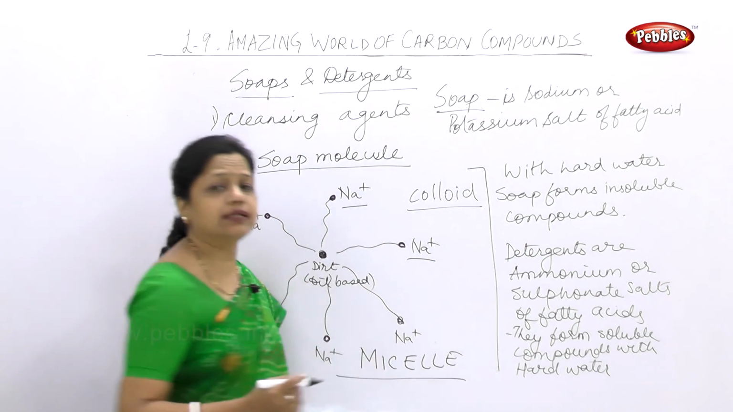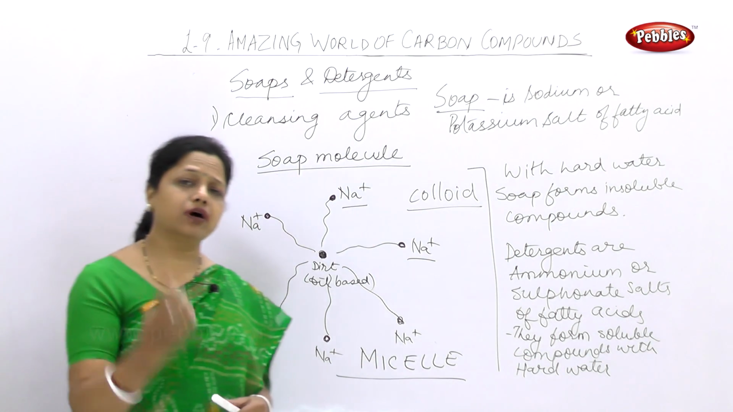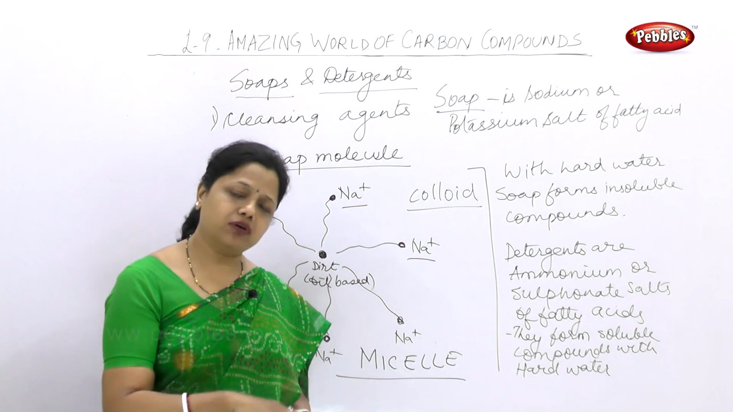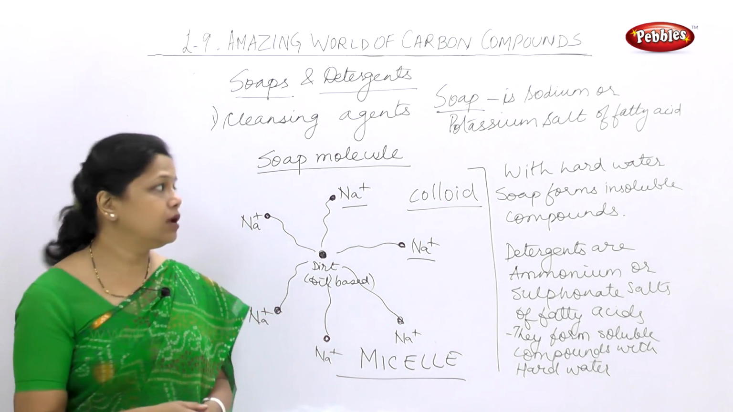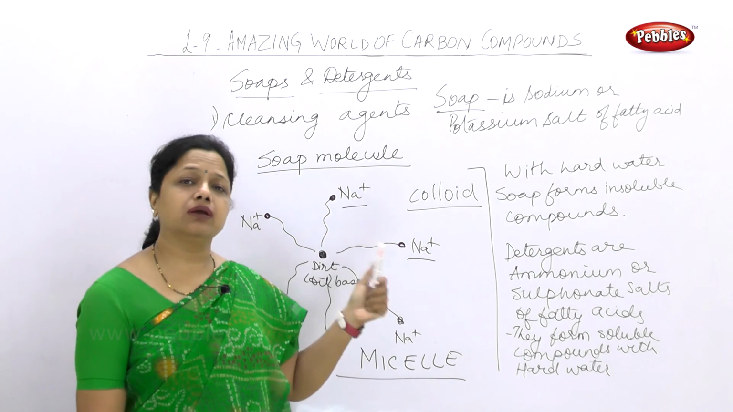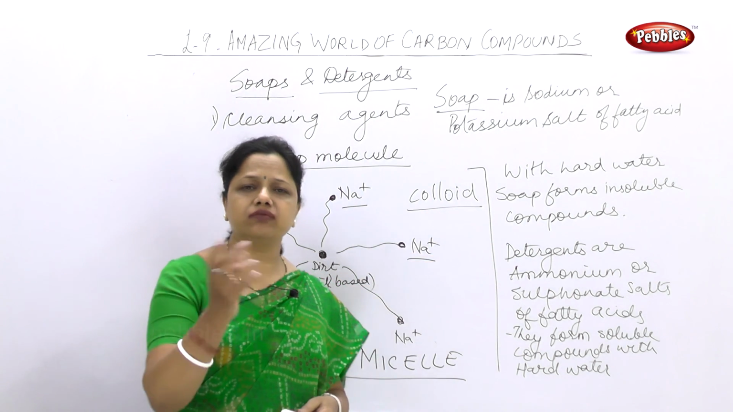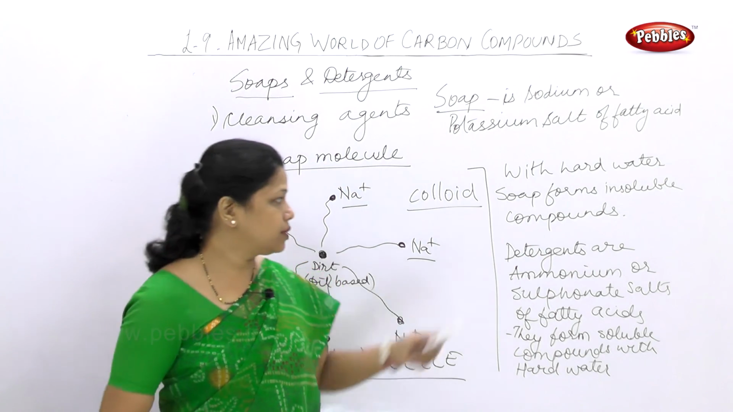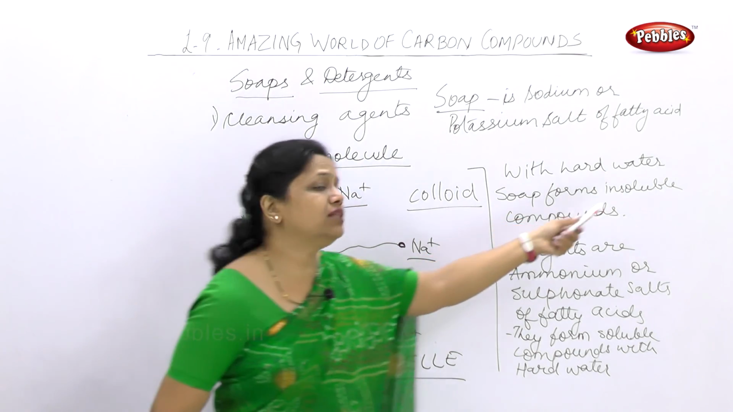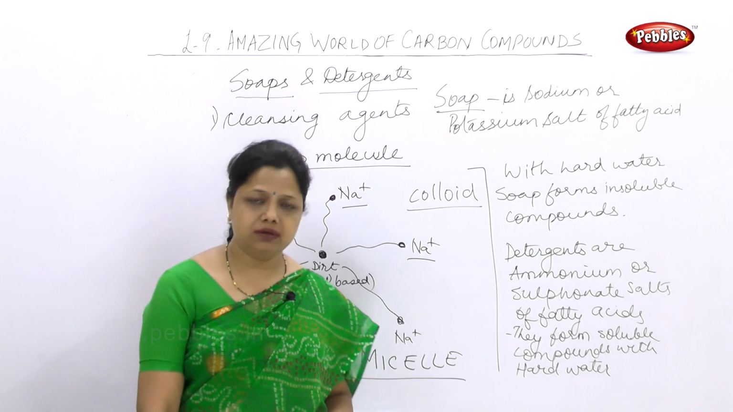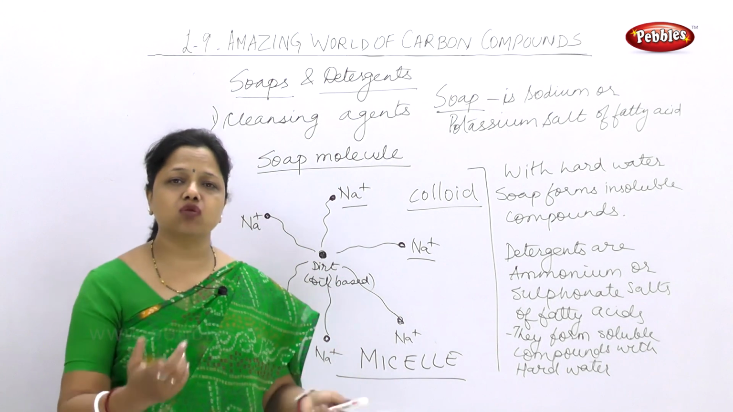So therefore it is seen that detergents work very good with soft water also and hard water also, but soap is working good with soft water, but with hard water we cannot see the foam which is formed because large amount of insoluble compounds are formed. This is the difference between soap and detergent. Now we saw how soap molecule works on the dirt. Now this was related to cleaning of clothes.